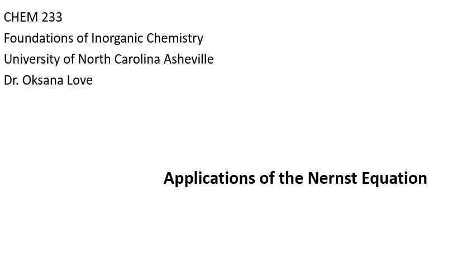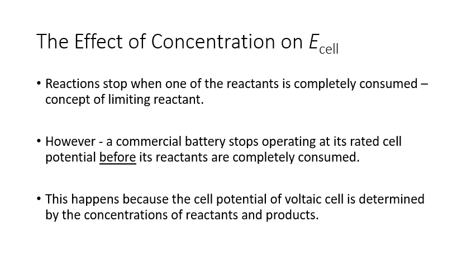In this flip, we will discuss how the Nernst equation connects back to some of our previous concepts in this class. Reactions stop when one of the reactants is completely consumed, and we learned it in Gen Chem for the concept of limiting reactant. However, a commercial battery stops operating at its rated cell potential before its reactants are completely consumed. This happens because the cell potential of a voltaic cell is determined by the concentrations of reactants and products.